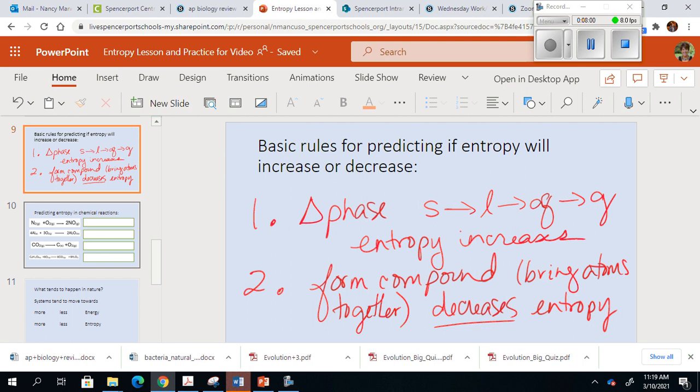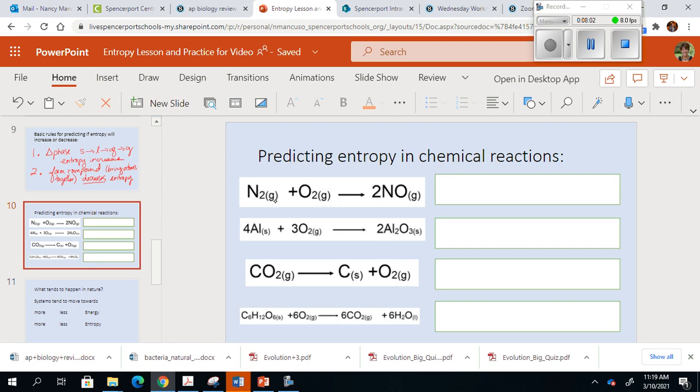So let's do some more practice. So let's look at this reaction. I have N2 and I have O2, and they're coming together to make this substance. If I look at the phase of matter, they're all gases, but I'm taking atoms and I'm forming a compound. So my entropy is definitely going to decrease. My entropy will decrease because I formed a compound. The compound is more orderly than the elements.